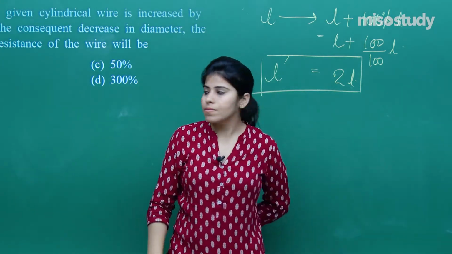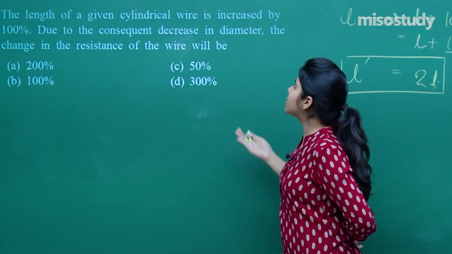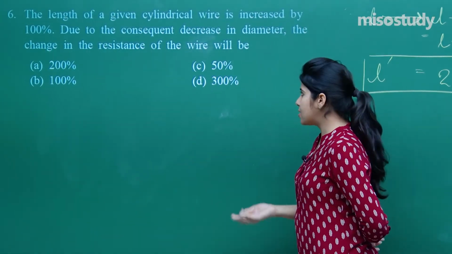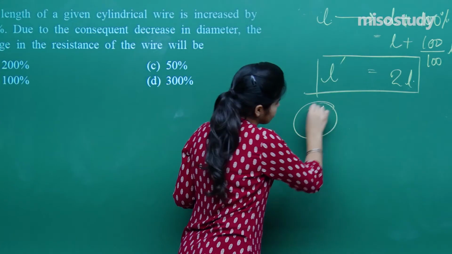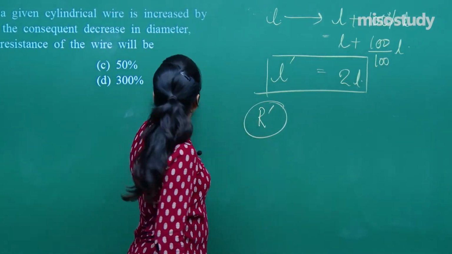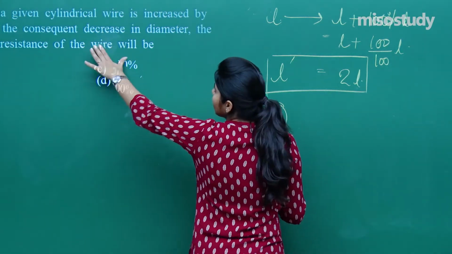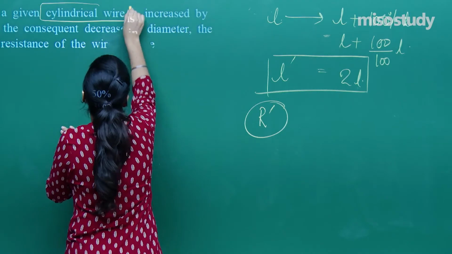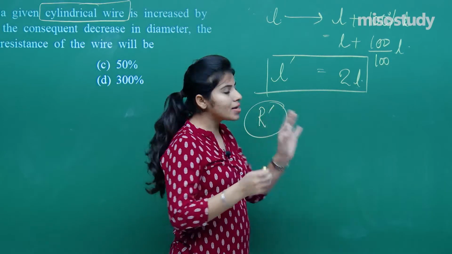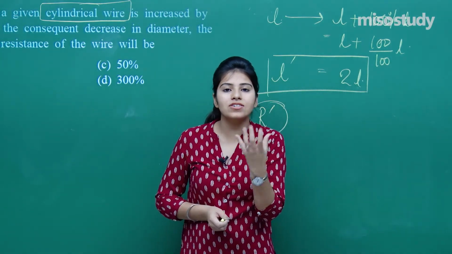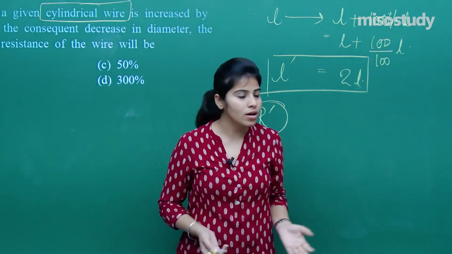That is the new length. Next thing they are saying is that due to a consequent decrease in the diameter, what will be the change in the resistance of the wire? We have to find out the change in resistance, R dash, right? And that also will be in the form of percentage. Now we know that because they are talking about the cylindrical wire, what is the area of a cylinder? Pi R square H. Or because we are talking about the wire, we just generally say that we are going to take the cross section area. So that is pi R square, right?